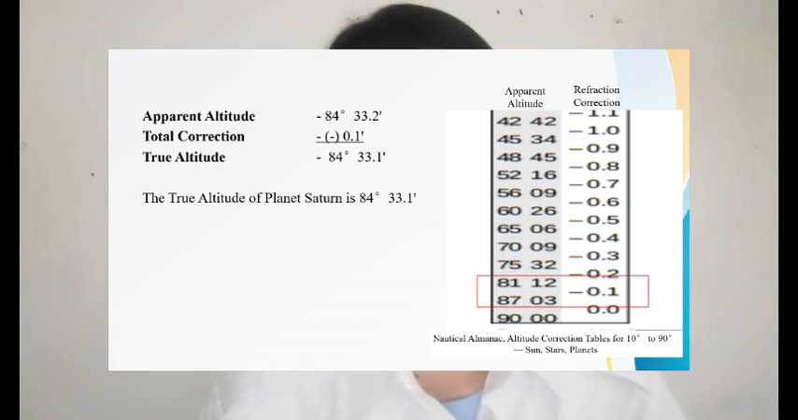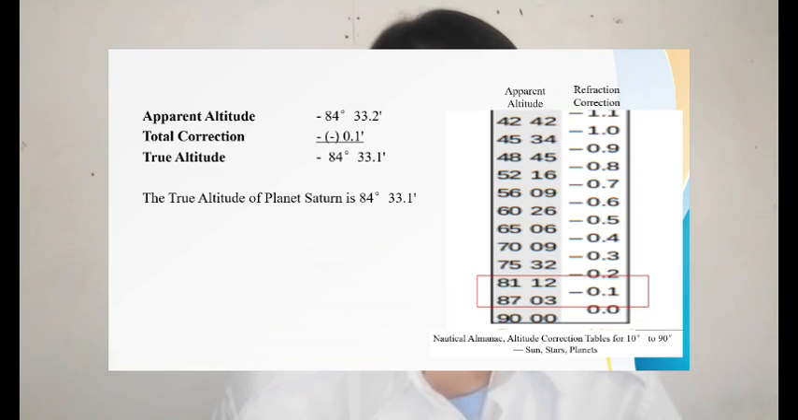Now that we have our apparent altitude, we're going to apply our total correction, or the refraction correction. Same as with finding the dip, go to the Nautical Almanac altitude correction table for 10 degrees to 90 degrees for sun, stars, and planets. Then find the corresponding refraction correction that is in line to our apparent altitude. So our apparent altitude is 84 degrees 33.2 minutes. So find the refraction that is in line to it. 84 degrees 33.2 minutes is in line to 0.1. So our total correction is 0.1.